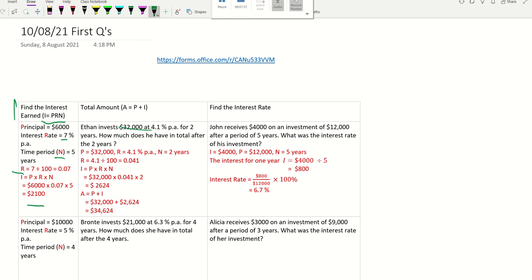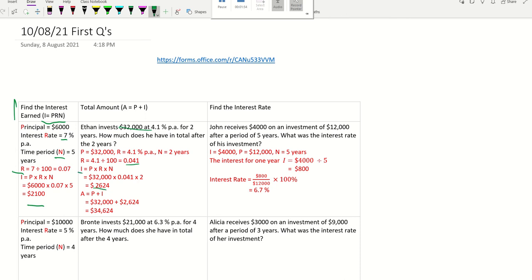So again, we just write those numbers down. Principal, P, 32,000, R is 4.1% per annum, N equals 2 years. We grab them out of the question, write them down. First step, let's find our R. R equals 4.1 divided by 100 equals 0.041. Then put them into our equation to find the interest.